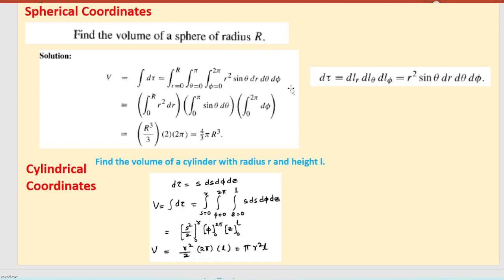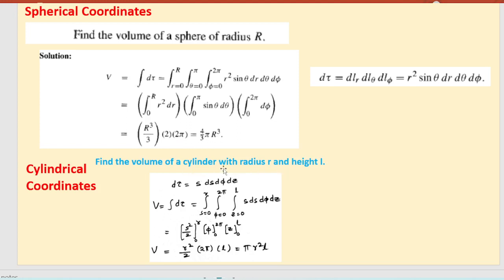So we know the volume element d tau in spherical coordinates is r squared sine theta dr d theta d phi, and if we integrate it, we can find out the volume. The radius r is changing from 0 to R, theta is 0 to pi, and phi has the limit 0 to 2 pi. So if we integrate it, r cube by 3, and the integral of sine theta will be minus cos theta, which if you put the limits 0 to pi will give 2, and the integral of d phi is phi, and if you put 0 to 2 pi, then it will be 4 by 3 pi R cube.